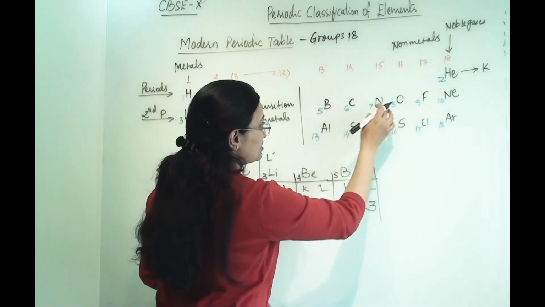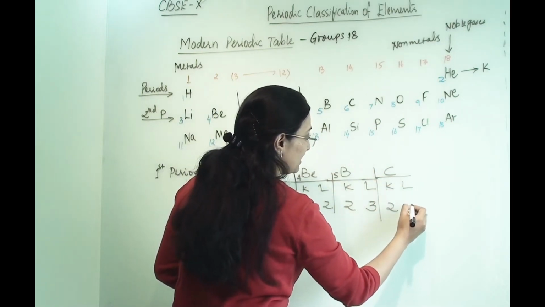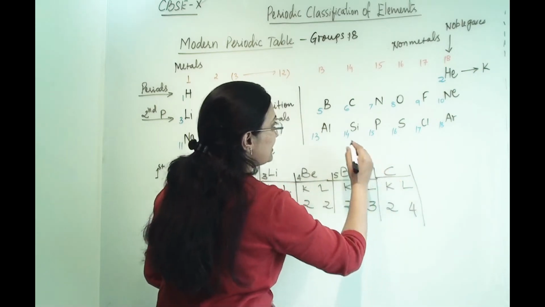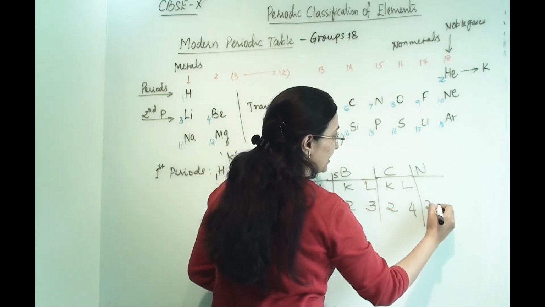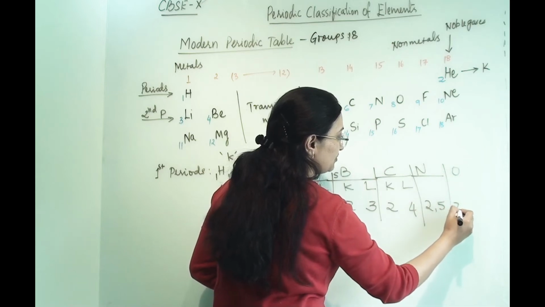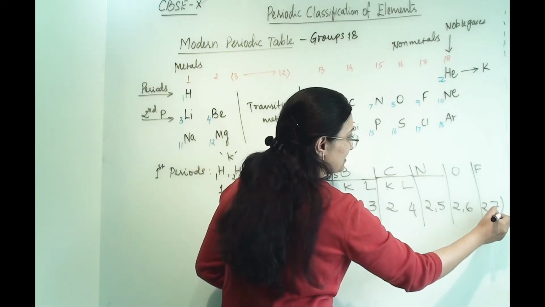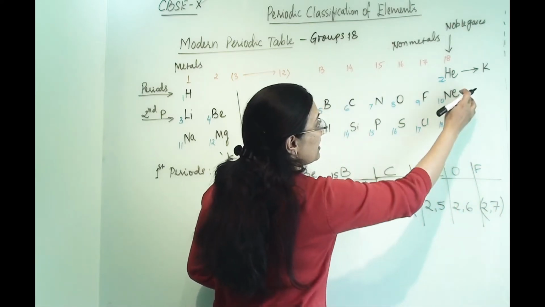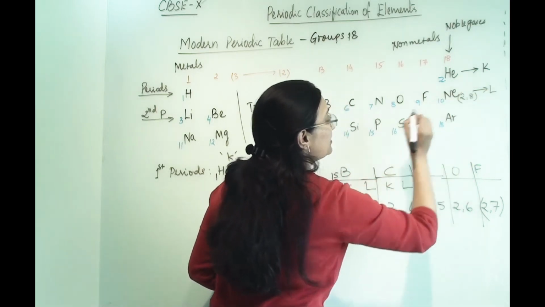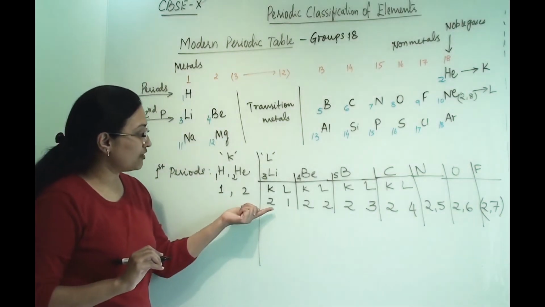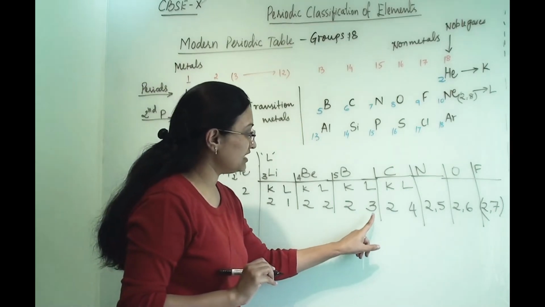For carbon, K shell, L shell: 2 and 4 will come. Then next, nitrogen: 2 and 5. Then oxygen: 2 and 6. Then fluorine: 2 and 7. And here neon: 2 and 8. The L shell is completed here.